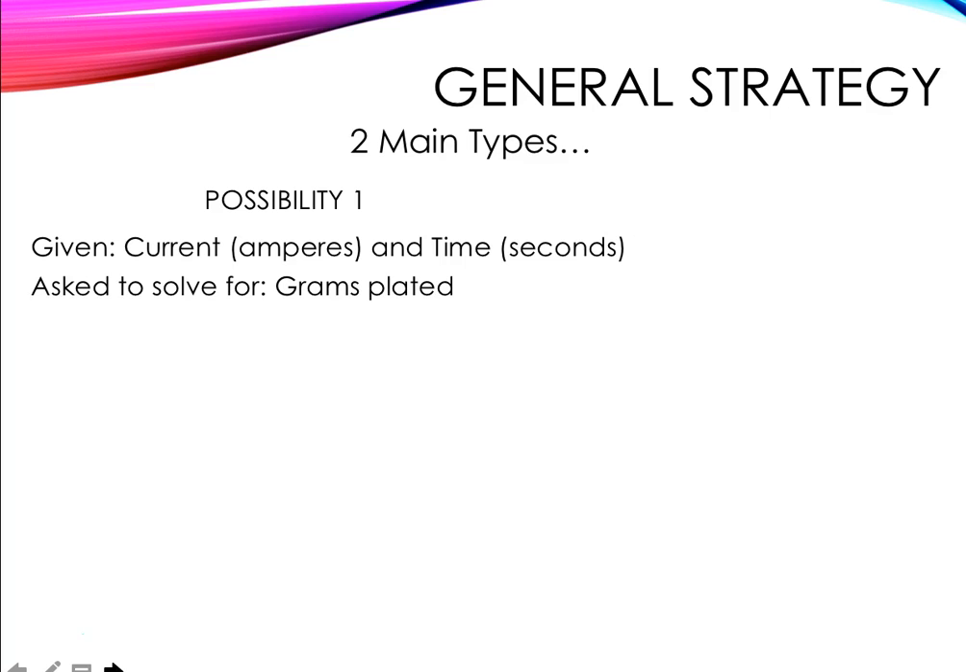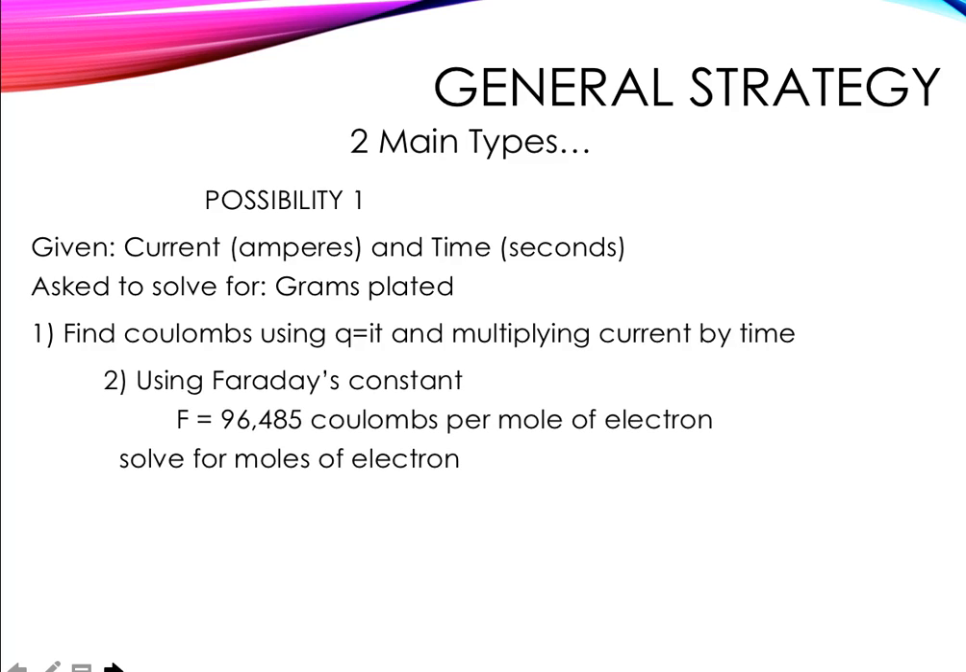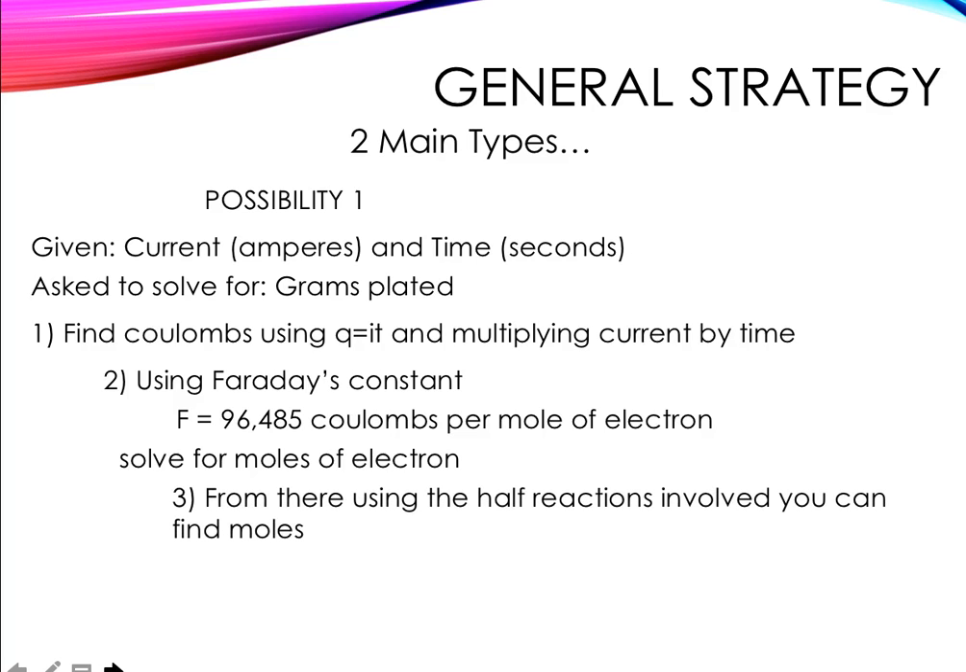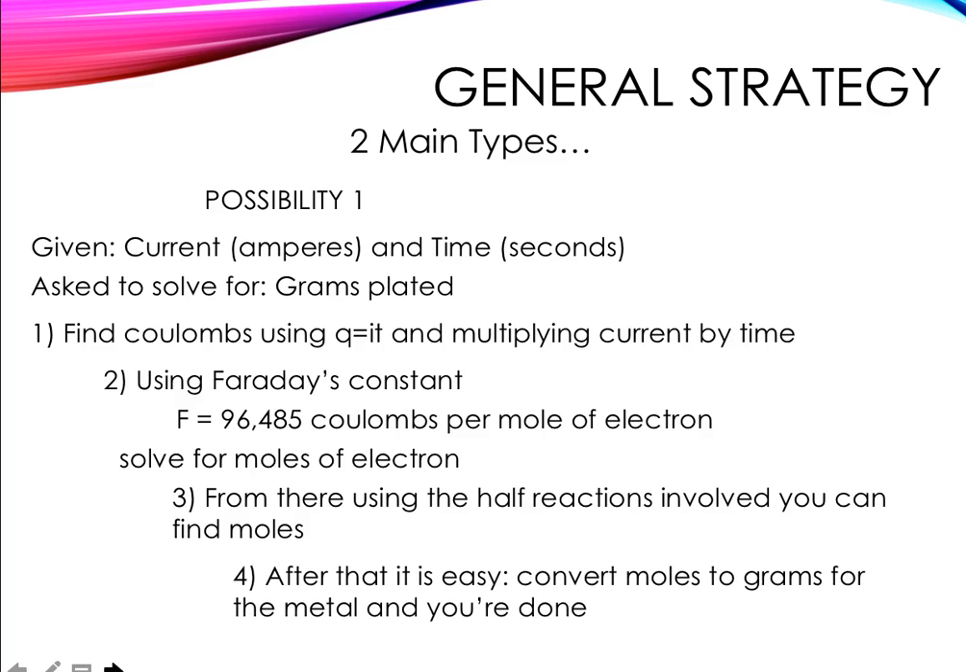And so you might be asked for the mass of whatever metal you're depositing. You can find coulombs by multiplying your amps times your seconds. So current times time would give you coulombs, and then you can use the Faraday to find moles of electrons. From there on, you need to look at the half reaction. What metal cation is depositing to the metal, and how many electrons does that involve? So you can find the moles of the metal, and then you just multiply that by your molar mass. That's the easy step. Actually, the way we approach these problems in class is really just a giant factor label problem.